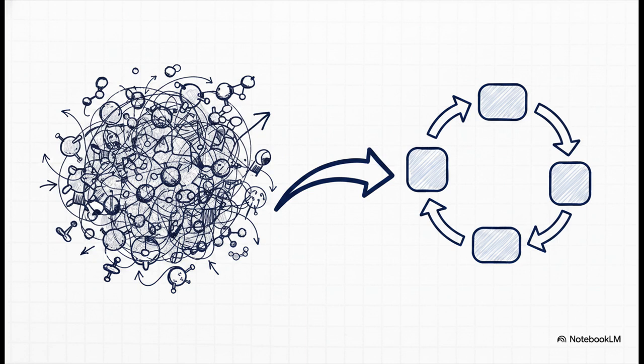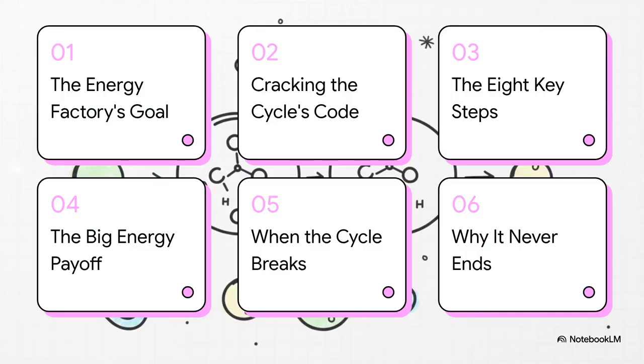No more just cramming names into your brain. We're going for real understanding of one of the most vital processes happening in your body right now. So here's our game plan. We're going to hit 6 key areas. We'll start with the big why. Why does this thing even exist? Then we'll crack the code to remember all the steps. We'll walk through those 8 key moments, count up our energy payday, and then for a little drama, we'll see what happens when the whole system gets sabotaged. And finally, we'll figure out why it's a never-ending loop.